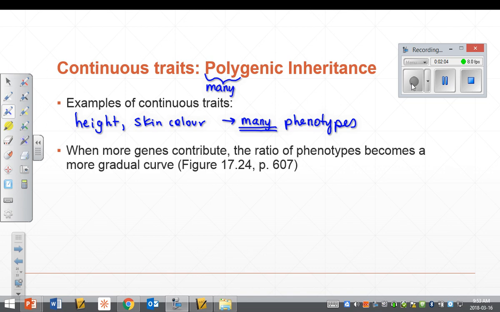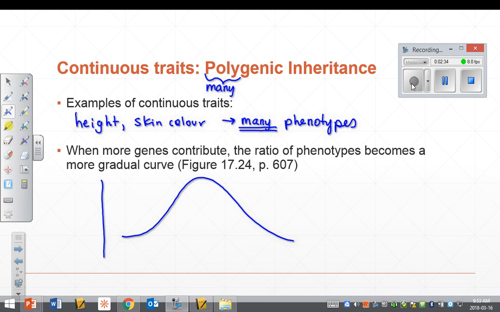And that's because these 2 traits are controlled by several genes. So it's the interaction of a whole bunch of genes, which each have different alleles in them, that give you these traits. When more genes contribute, the ratio of phenotypes, so the ratio of who has what phenotype, ends up looking like a curve, kind of like this. I gave you the page number in your textbook if you want to look it up. They have like some specific data in there.